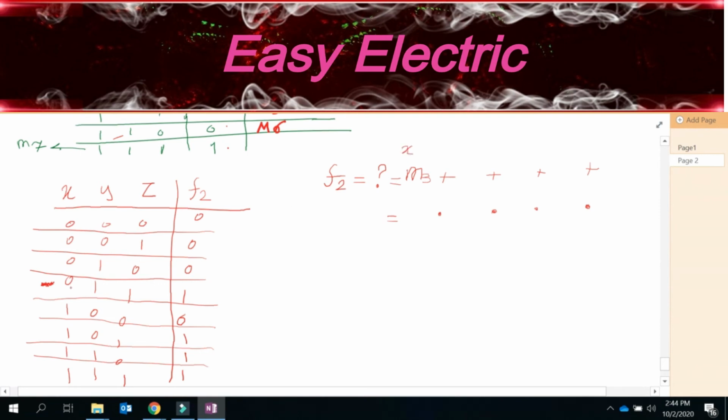The M3 is what? X should be 0, which is x prime, y, z. So both are the same thing. Okay, I could write M3 or write x prime, y, z. How about the next one?